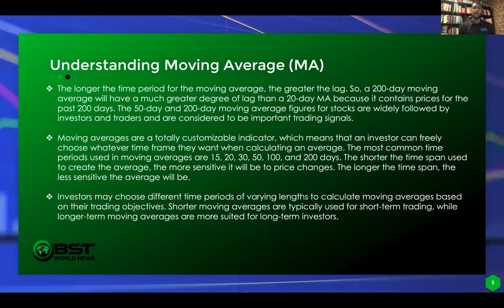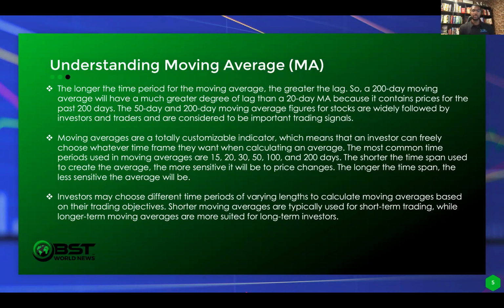So the longer the time period for moving averages, the greater the lag. So a 200-day moving average will have a much greater degree of a lag than a 20-day moving average because it contains prices for the past 200 days. The 50-day and the 200-day moving average figures for stocks are widely followed by investors and traders and are considered to be the most important trading signals. And we're going to get into a very easy strategy to determine what side of the market we're on by using the 50 and the 200-day moving average. We'll do that in a second.